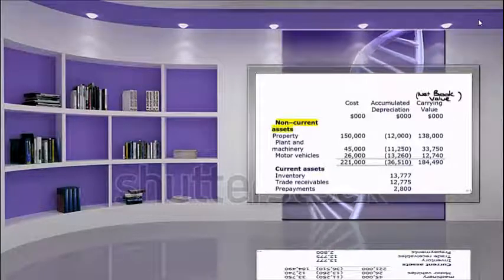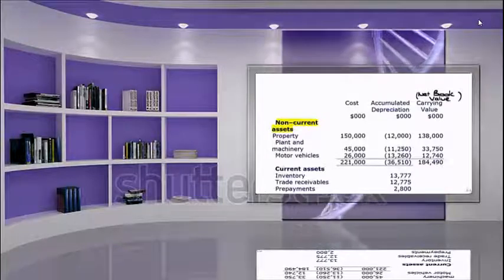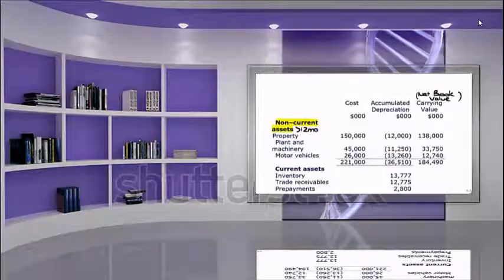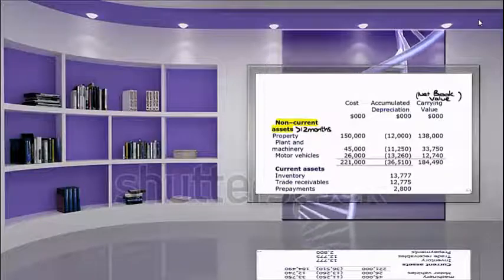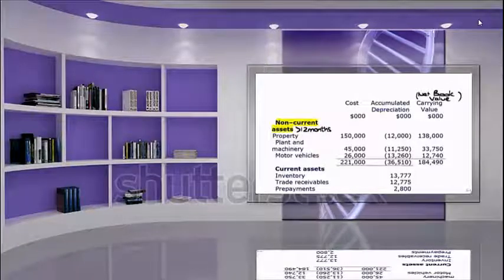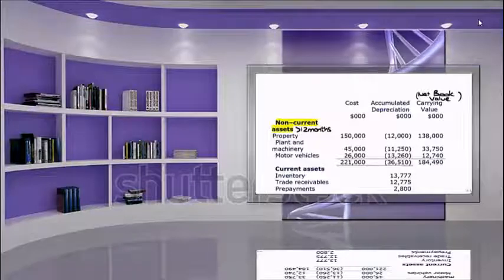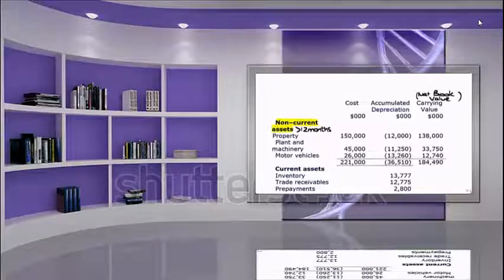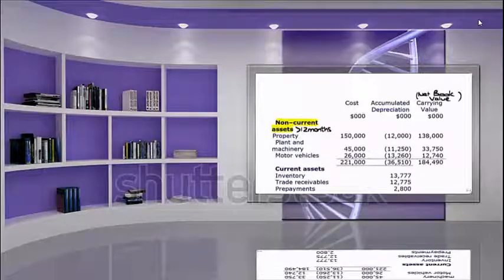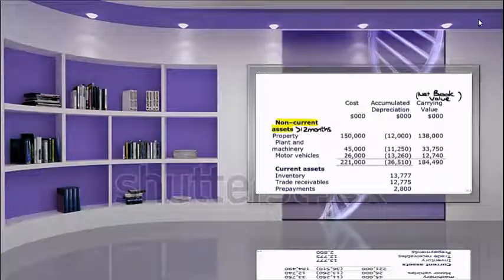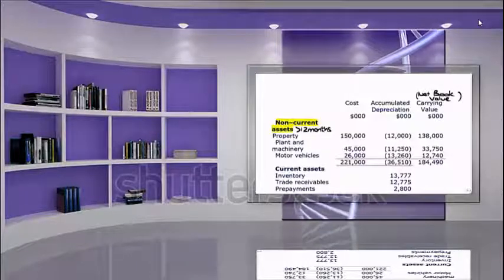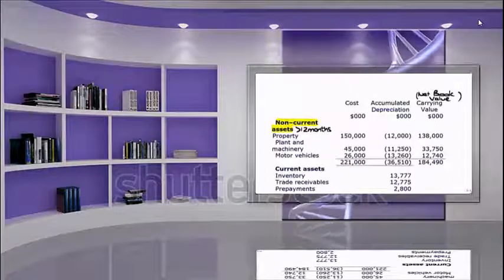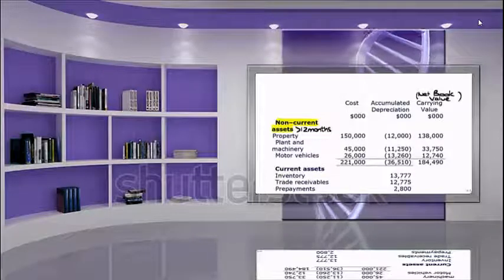So, it's a resource or an item that we're going to keep in the business for a period greater than 12 months. Okay, that's what we mean by a non-current asset. And like I say, the headings of those three columns, cost, accumulated depreciation, and its carrying value, well, that really only applies to this first heading, non-current assets. So, let's have a look at some examples of non-current assets.